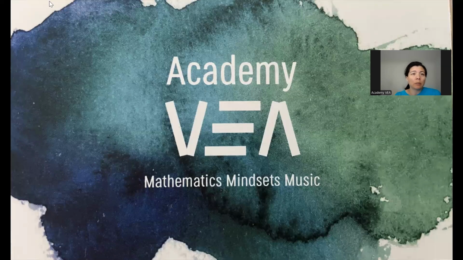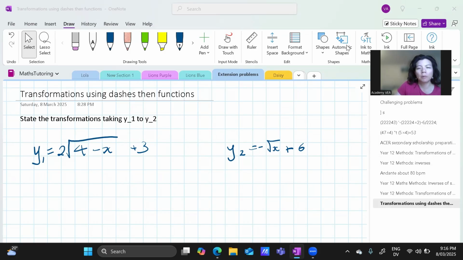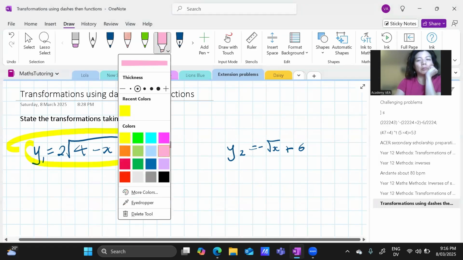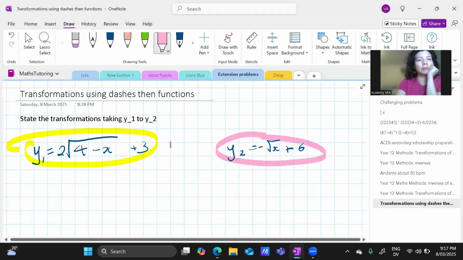Presenting a mathematics video today on transformations. We'll start with the standard approach, and then I'll show you how to do it with functions and sketching so we can confirm. So here's the standard approach. The question is, we are looking at transformations going from y1, which is this equation here, and ending up with y2, which is this equation here.